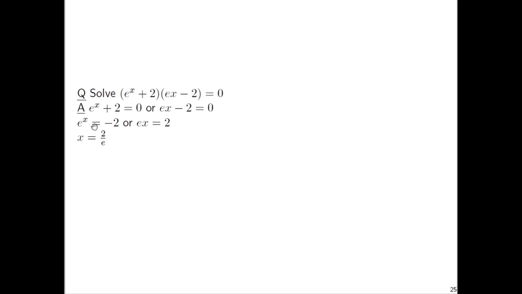What about the equation e to the x equals negative 2? That equation has no solution because 0 to infinity is the range of the function f of x equals e to the x.